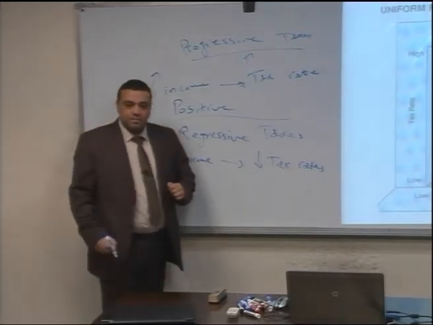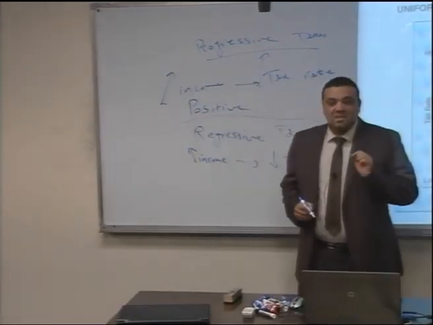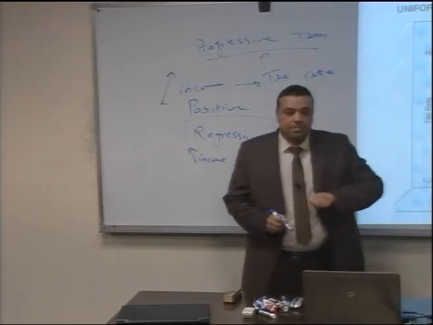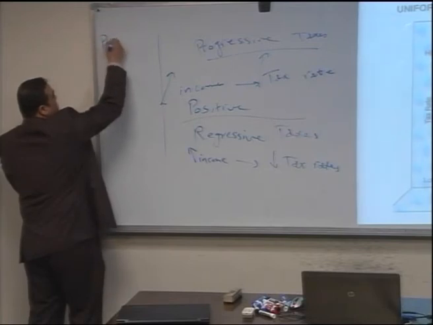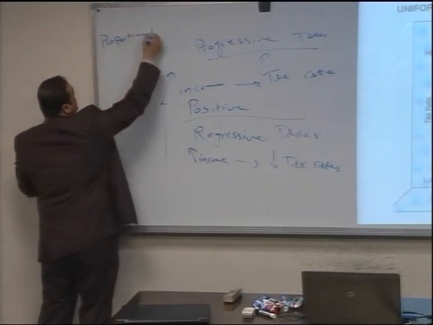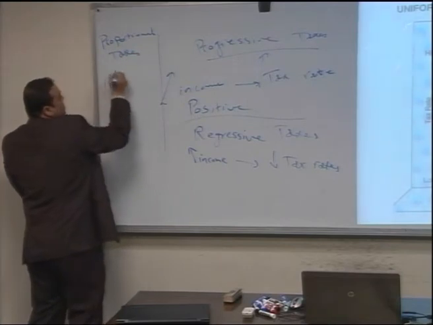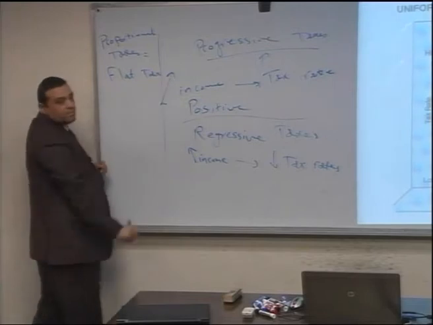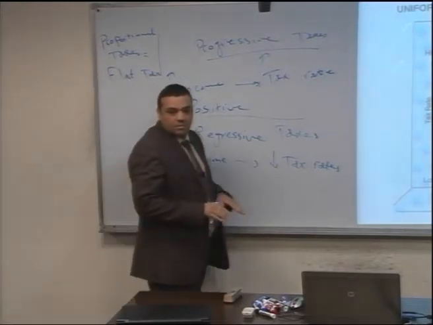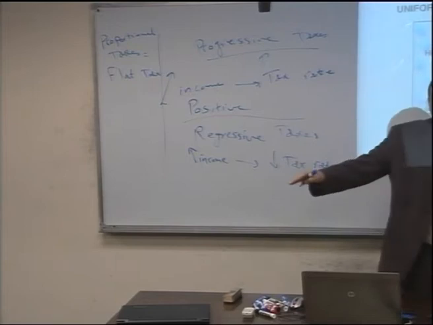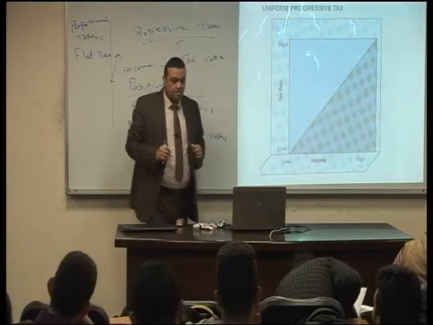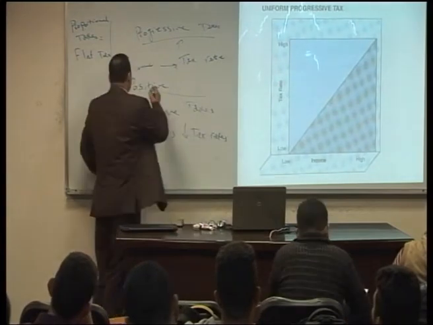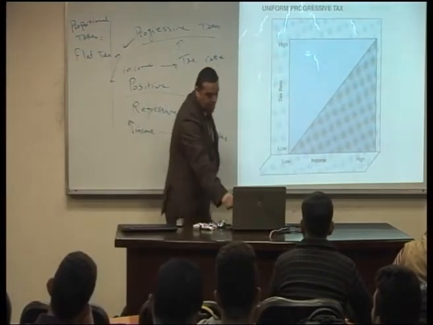The third type of taxes is the flat tax, or the proportional taxes. All taxpayers pay the same tax rate. Okay? Let's come back quickly here to the progressive taxes using a numerical example.